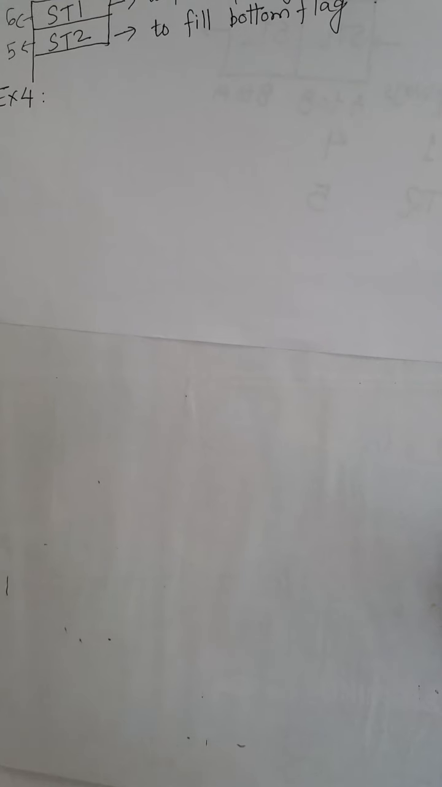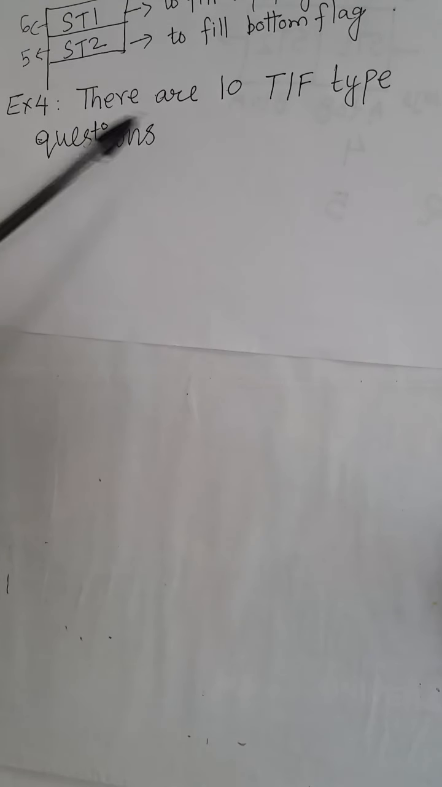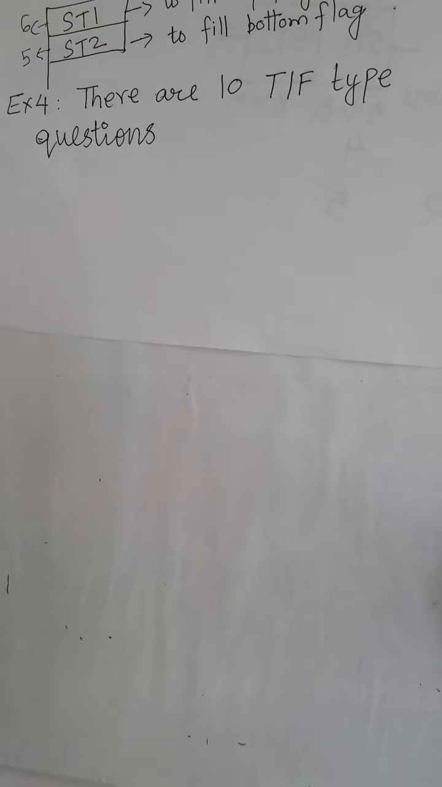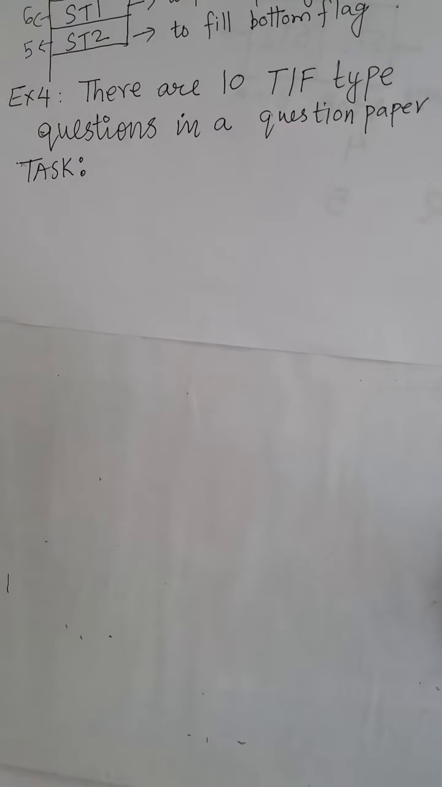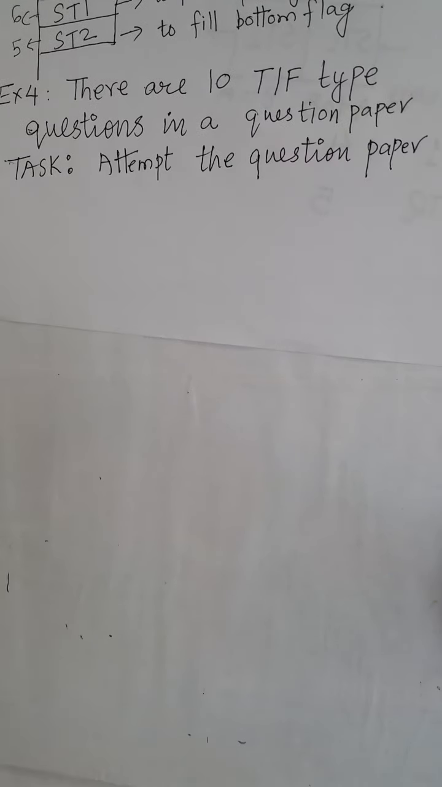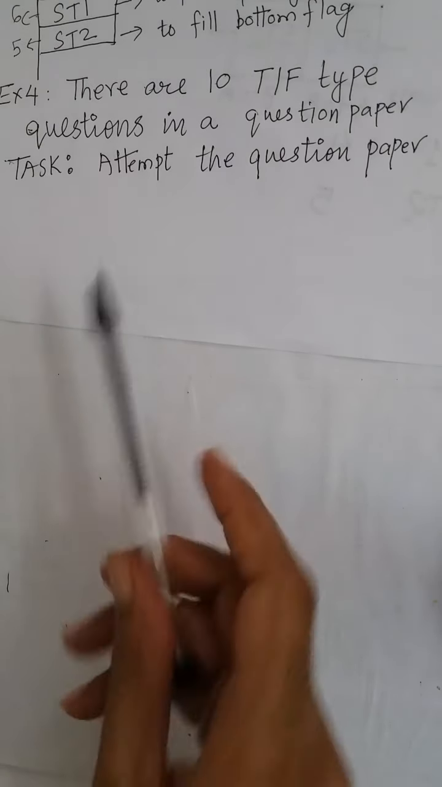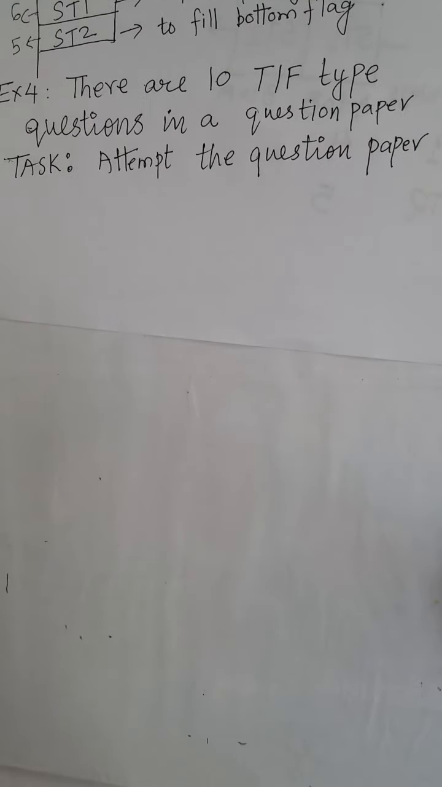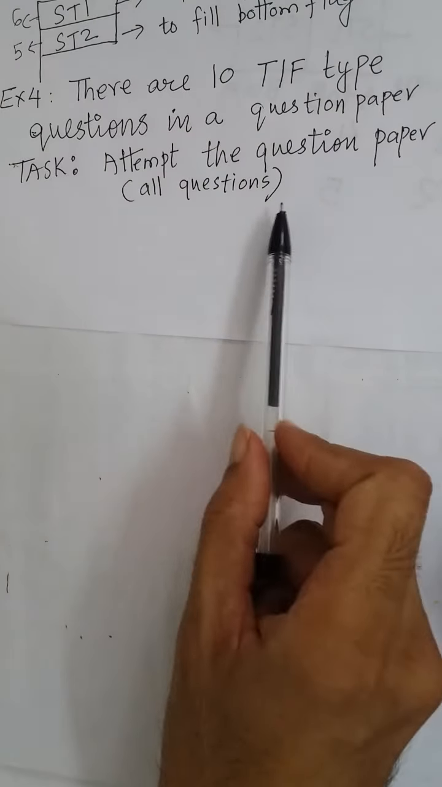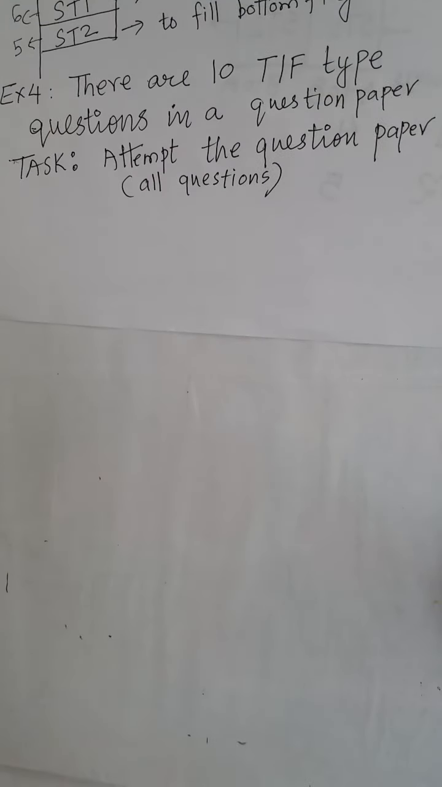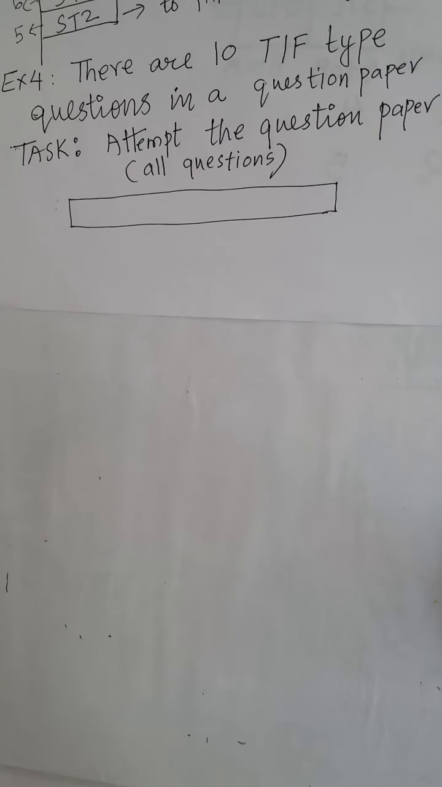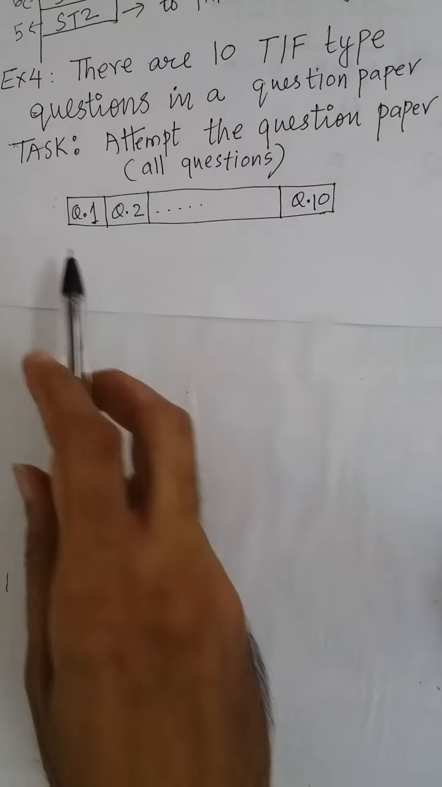Okay. Now let's take another example, example 4. There are 10 true-false type questions in a question paper. So what is the task here? The task is clear. We have to attempt the question paper. All questions need to be attempted. So how does the task look? So this is the task, consisting of the given questions.